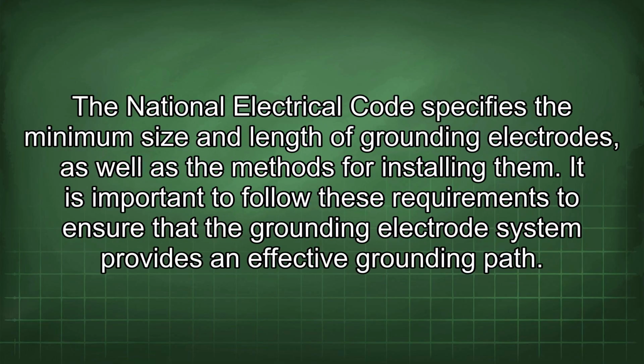The National Electrical Code specifies the minimum size and length of grounding electrodes, as well as the methods for installing them. It is important to follow these requirements to ensure that the grounding electrode system provides an effective grounding path.